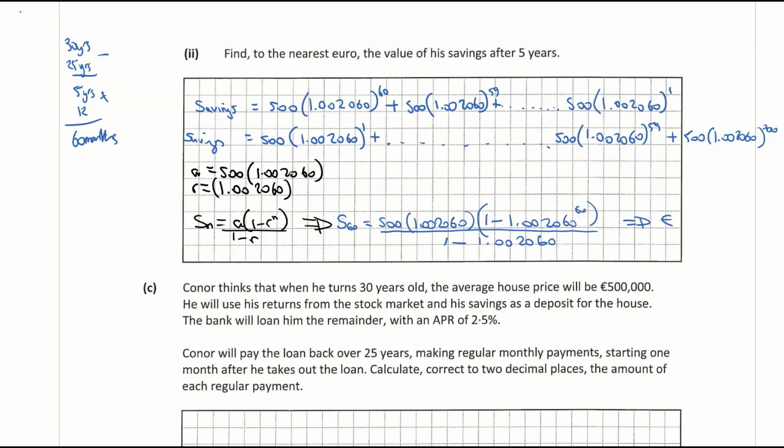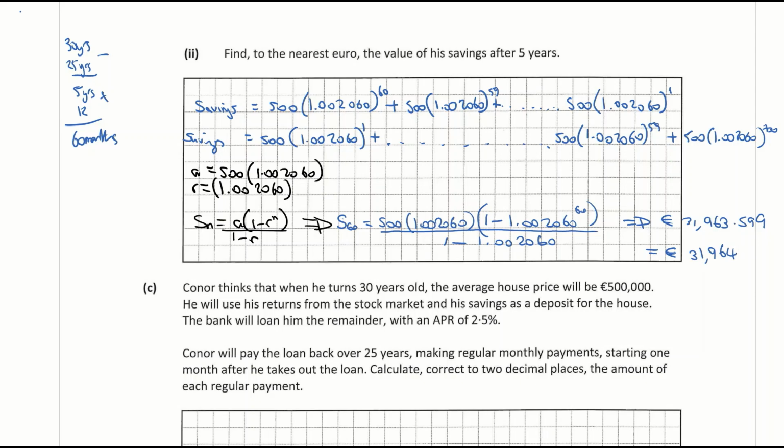I'm getting then a total value of 31,963 euro 0.599. And the question says to the nearest euro, so that's giving me 31,964 euro. And that's the value of his savings in 5 years' time.